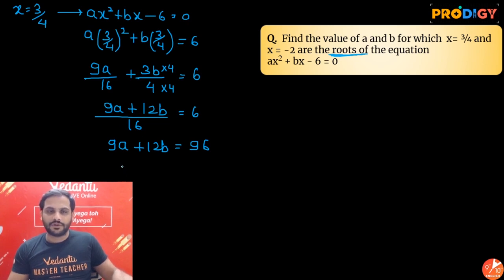We can take 3 common, so it will be 3a plus 4b is equal to 3 3s are 3 2s are, हैं ना? Both side 3 is common, 3 is left. So this is my first equation.